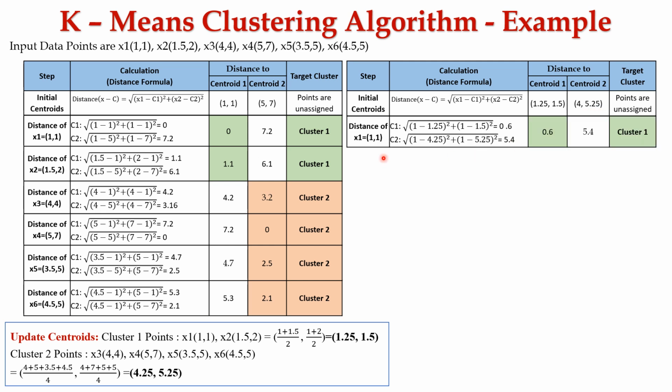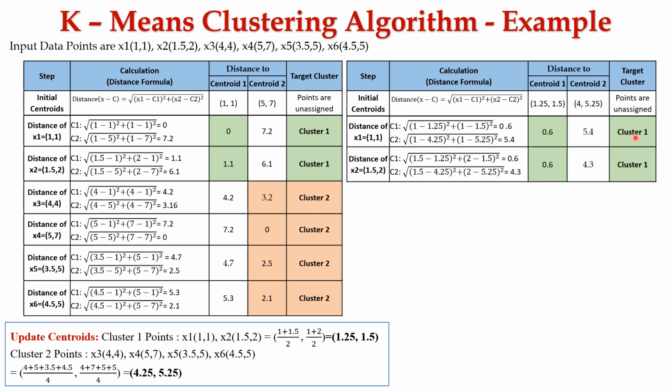Now let's calculate the distance between the data point x1 and centroid 1. The value is 0.6 and the distance between x1 and centroid 2 is 5.4. So the minimum value is 0.6, which is assigned to centroid 1, so the data point x1 is assigned to cluster 1. Next, the distance between x2 and centroid 1 is 0.6 and the distance between x2 and centroid 2 is 4.3. Since the minimum value 0.6 is for centroid 1, the data point x2 is assigned to cluster 1.